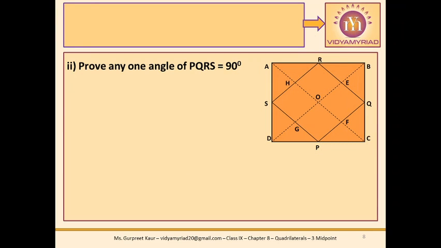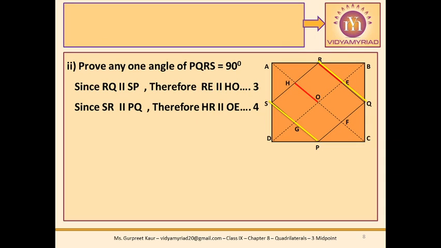Now the second criterion, we need to prove any one angle of PQRS is 90 degrees. Now we have already proved that PQRS is a parallelogram. Now since RQ is parallel to SP, we can also say that RE will be also parallel to HO. And since we already know SR is parallel to PQ, we can say that HR is parallel to OE. So from equations 3 and 4, we can say that HREO is also a parallelogram.